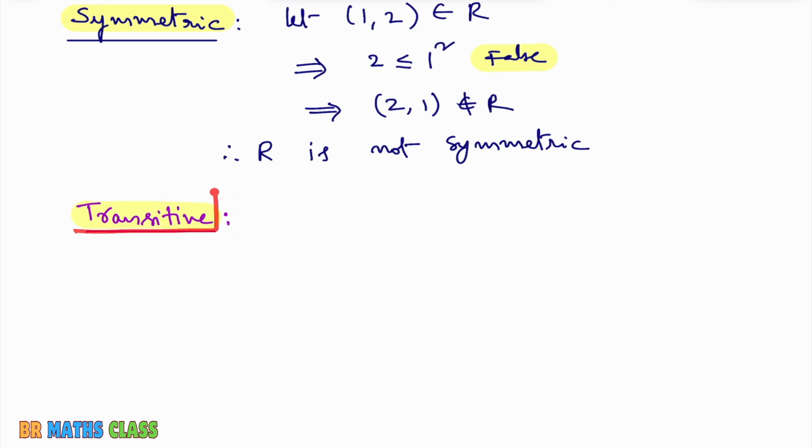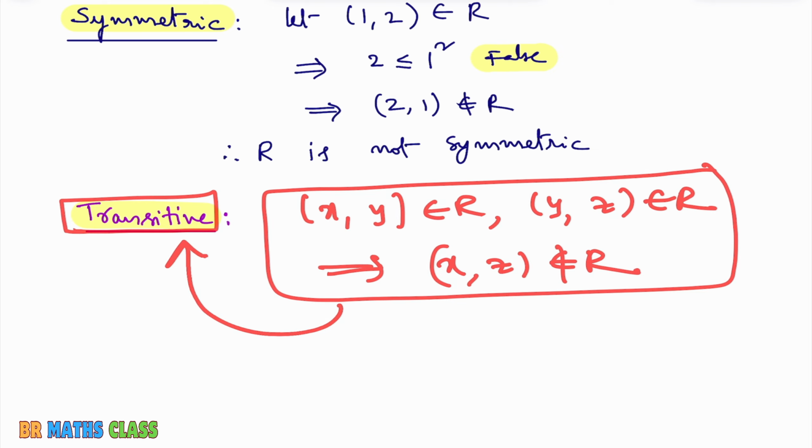As this relation is not transitive, I need to find ordered pairs (x, y) belongs to R and (y, z) belongs to R, and I need to prove that (x, z) does not belong to the relation. If I can find an example satisfying this condition, then I can easily say that this relation is not transitive.